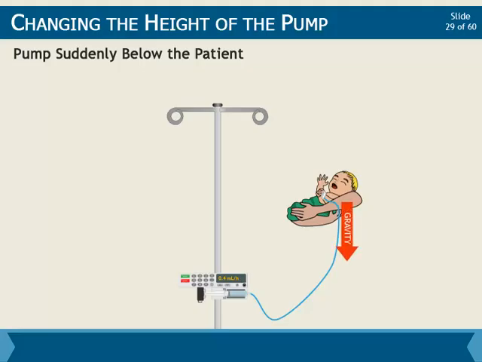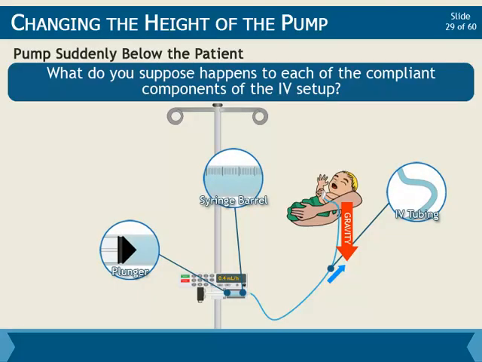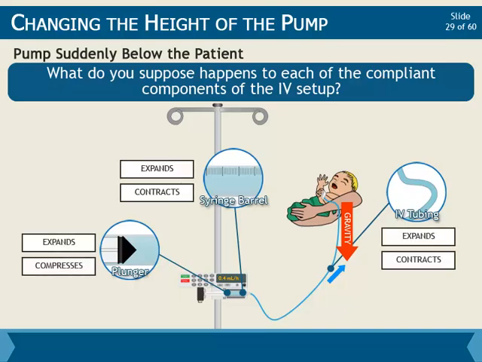Gravity is pulling the fluid downwards towards the pump, dissuading its flow to the patient. As a result, what do you suppose happens to each of the compliant components of the IV setup? Before we discuss the answer to this question on the next slide, try answering this question yourself using the button shown next to each component.